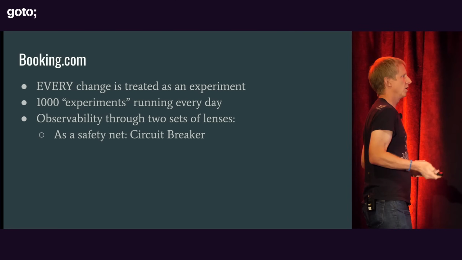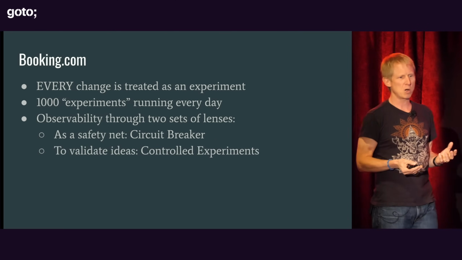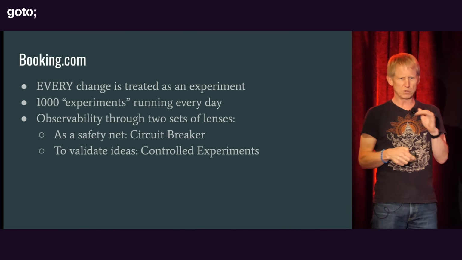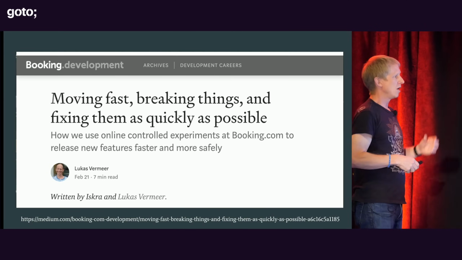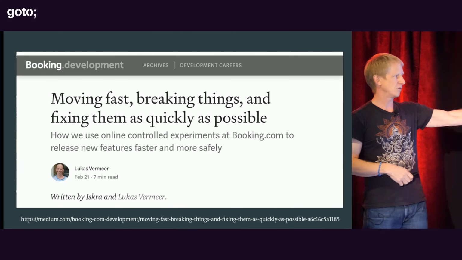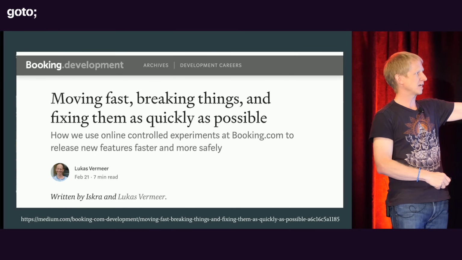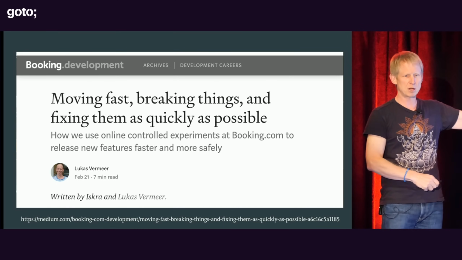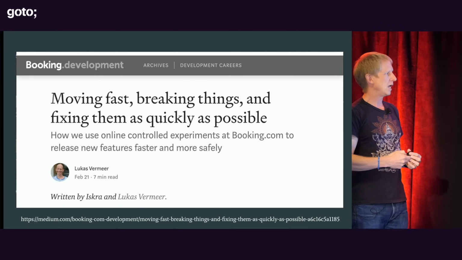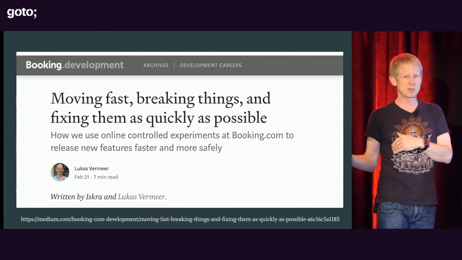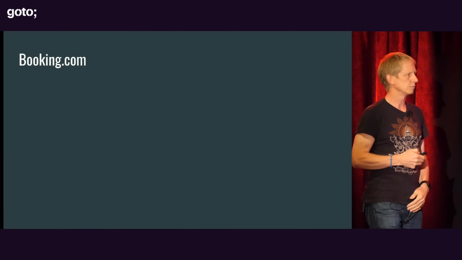They also have controlled experiments, which run longer. And as I mentioned, they wrap everything in that. And we'll see how there's a surprising story about how they use that. So this is an article I'll give you the link for afterwards. You can also get it in the talk. But they wrote this article, moving fast, breaking things, and fixing them as quickly as possible. And online controlled experiments, not just to do experiments, but as a way of deploying code.